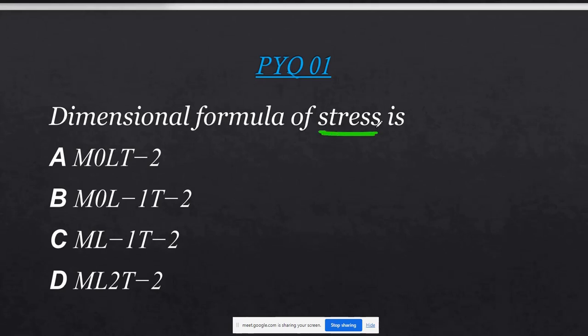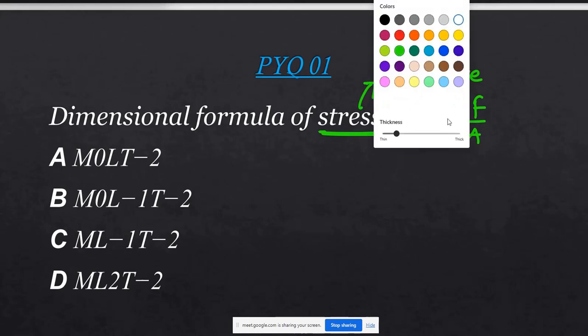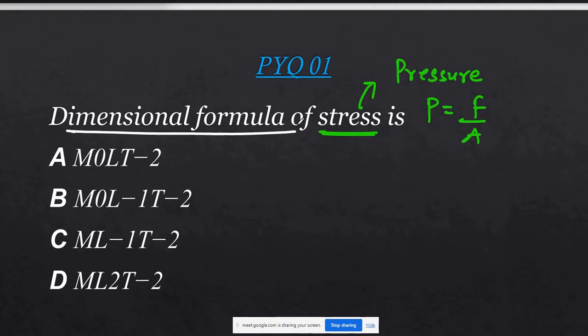What is stress? Basically stress is also a kind of pressure, right? What is the pressure formula? It is force by area. What is the force dimensional formula? You have to find the dimensional formula here. ML square T power minus 2? That is work. MLT power minus 2 is force.